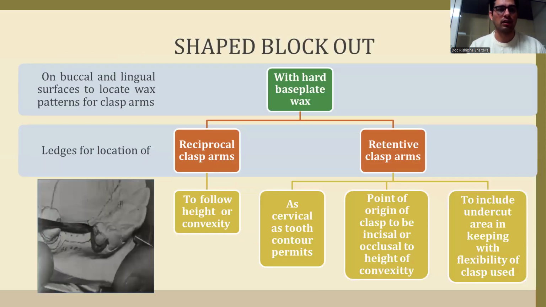Next is the shaped blockout on buccal and lingual surfaces to locate the wax patterns for the clasp. With hard wax plus wax, we can make the reciprocal clasp arm or the retentive clasp arm. The reciprocal clasp arm follows the height of convexity. The retentive clasp arm goes as cervical as tooth contour permits. The point of origin of the clasp is to be incisal or occlusal to the height of convexity, to include the undercut areas in keeping with the flexibility of the clasp used.